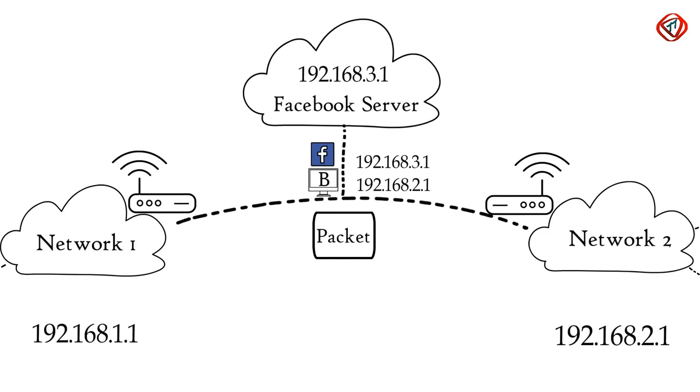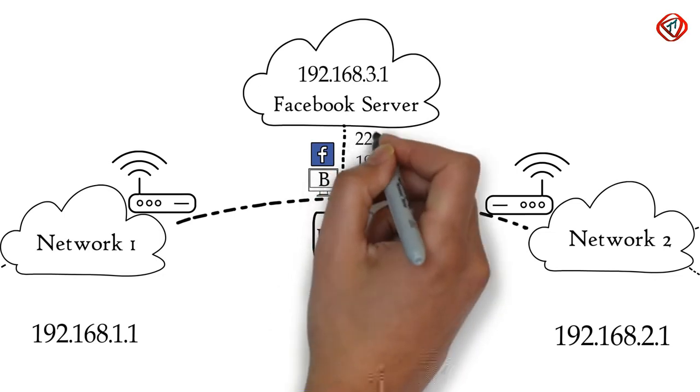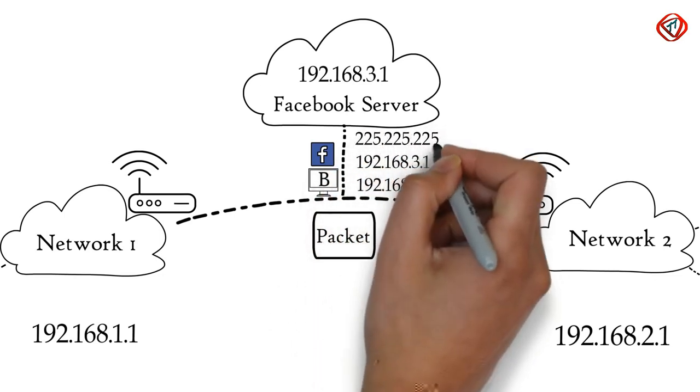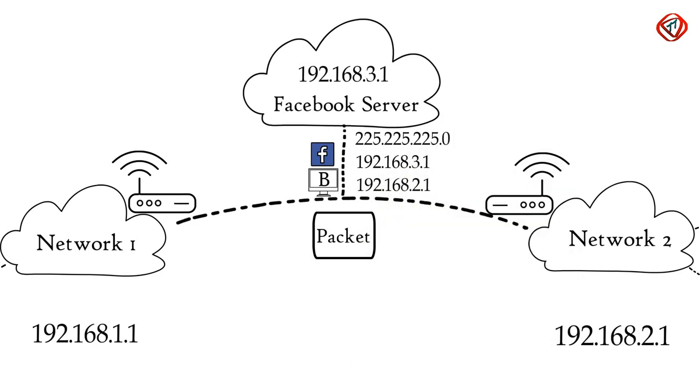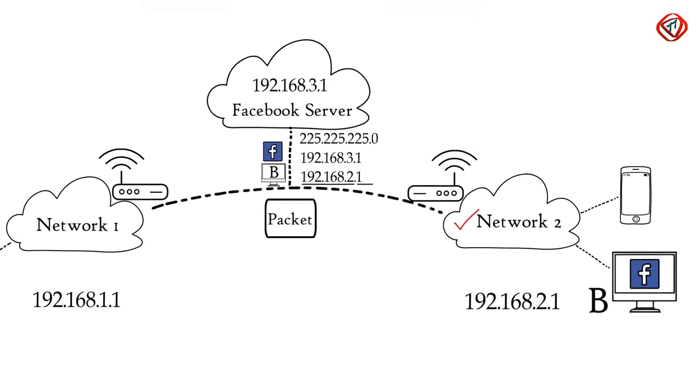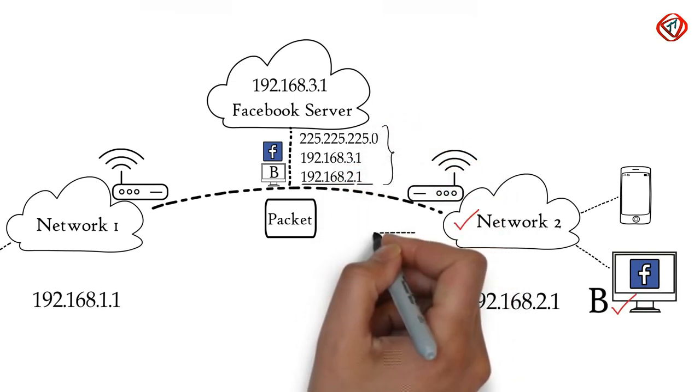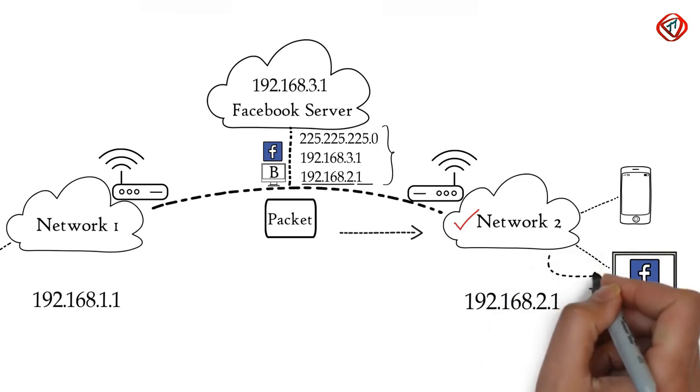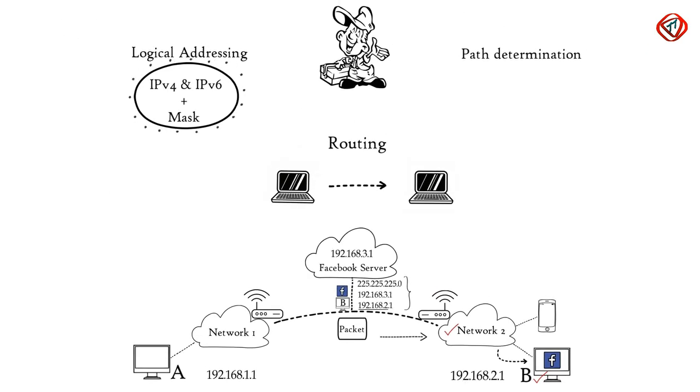Suppose the mask used is 255.255.255.0. This mask tells that the first three combinations represent the network, while the last combination represents the host, computer B. So, based on the IP address format, the received data packet will move first to network 2 and then to computer B. So, based on IP address and mask, routing decisions are made in a computer network.